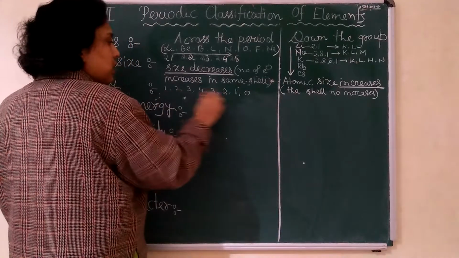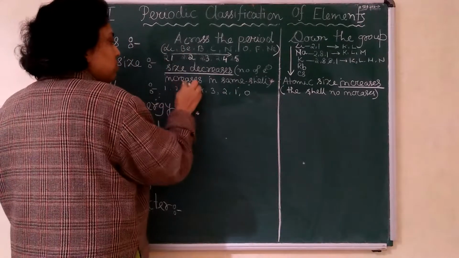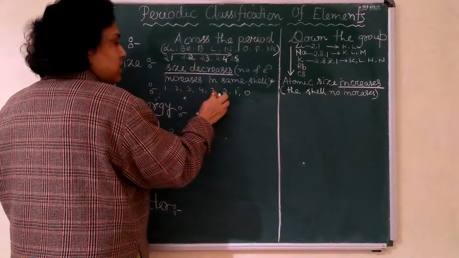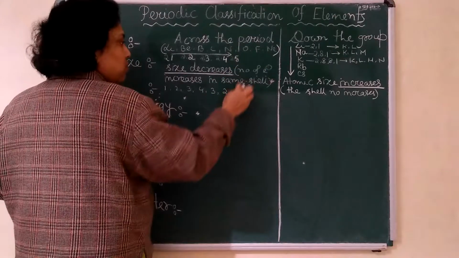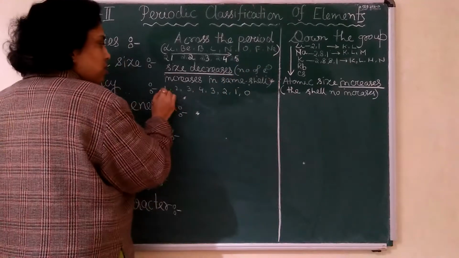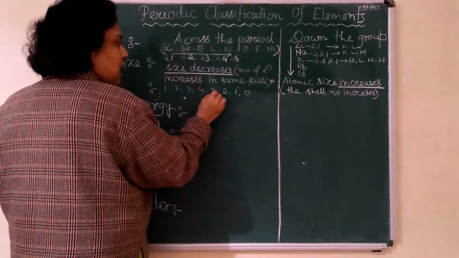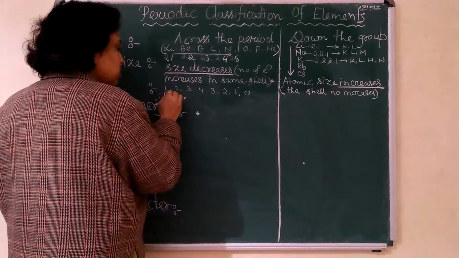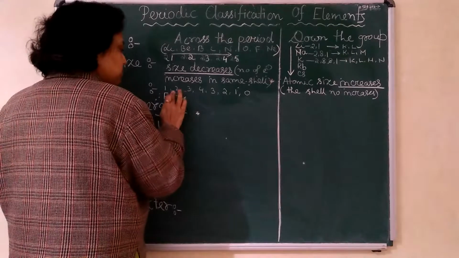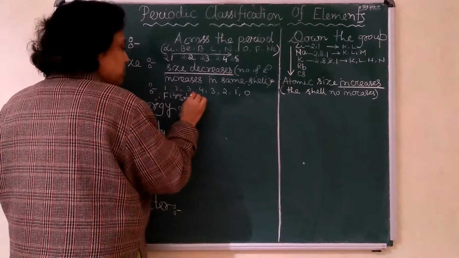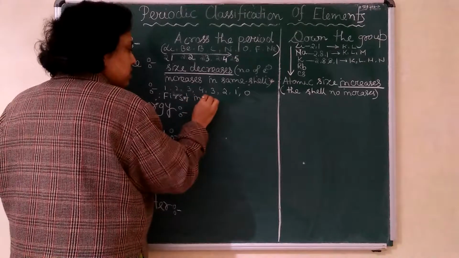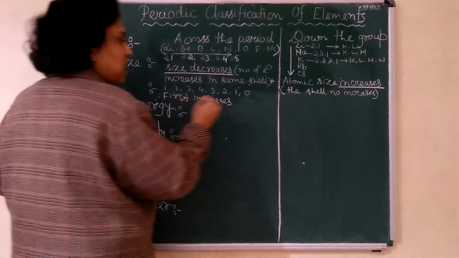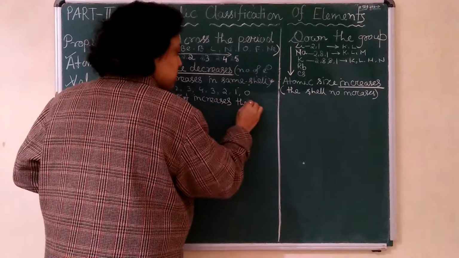So what happened across the period? 1, 2, 3, 4, 3. Nitrogen again 3. Oxygen 2. Fluorine 1. Neon 0. So first it will increase till 4 and then decrease. So in that language only you write: first increases and then decreases.